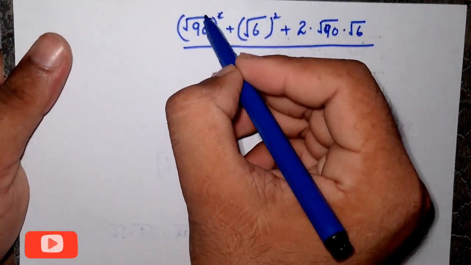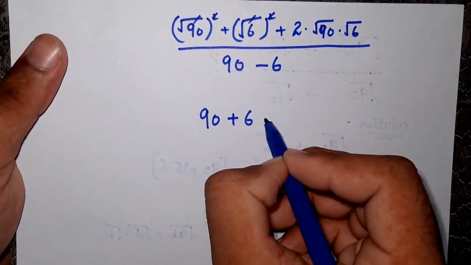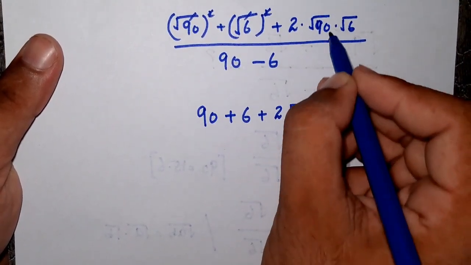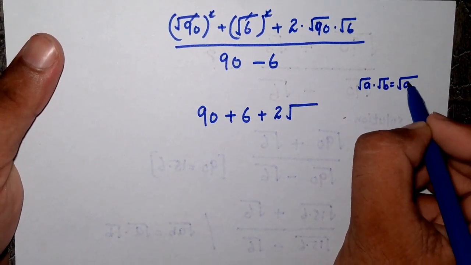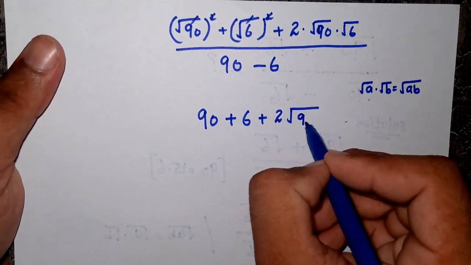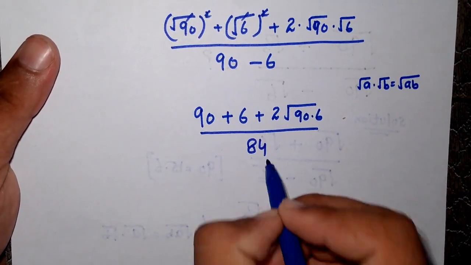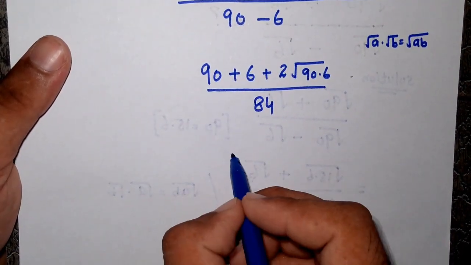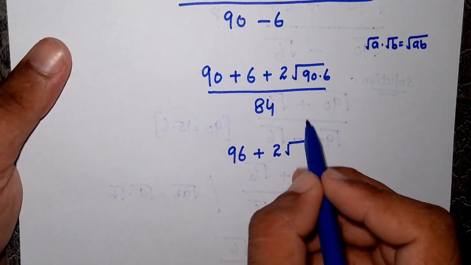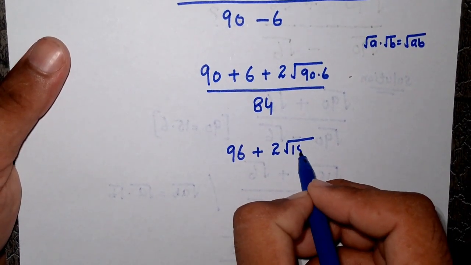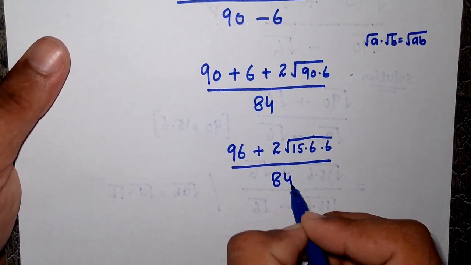Now here these 2 cancel with this square root and this 2 cancel with this square root, so here 90 plus 6 plus 2 times the square root of, this is in the form of square root of a times square root of b, this is equal to square root of a times b, so this will become 90 times 6 over 90 minus 6, this is equal to 84. Now in the next step, 90 plus 6 is equal to 96 plus 2 times square root of this 90 is in the form of 15 times 6 and times this 6 over 84.